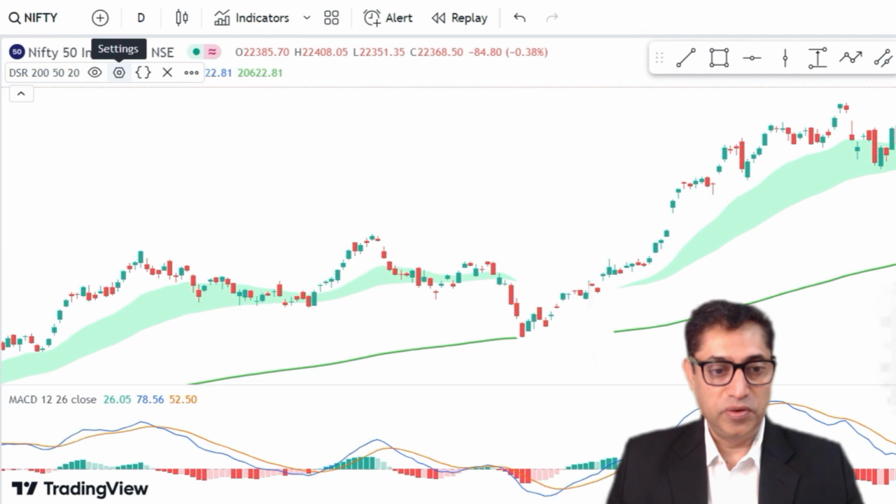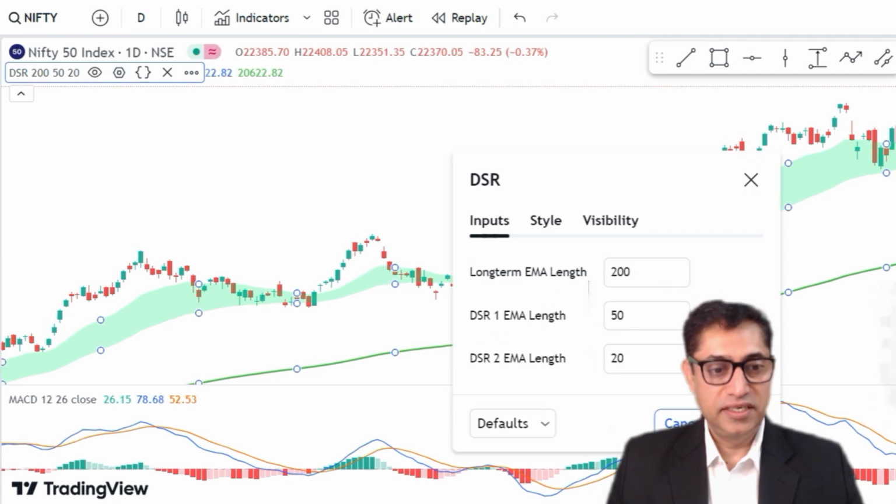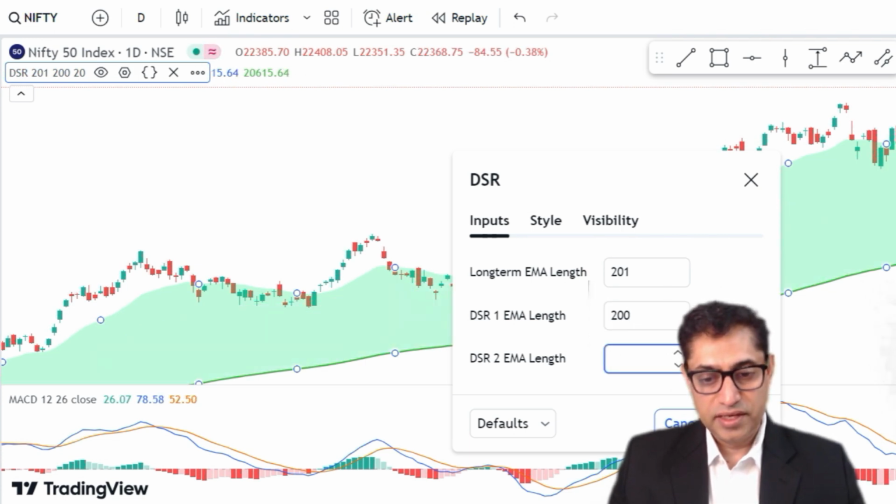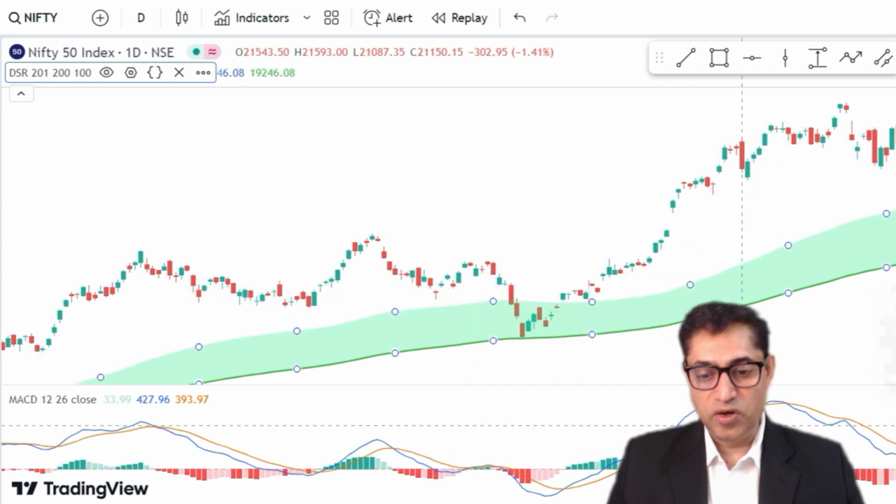So we go to settings. We click on settings. The long-term EMA, we make it 201. The DSR1 EMA length, we make 200. And the DSR2 EMA length, we make it 100. And our setting is ready. So we click on OK.